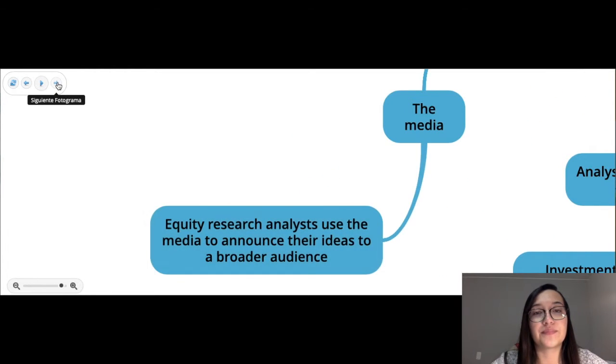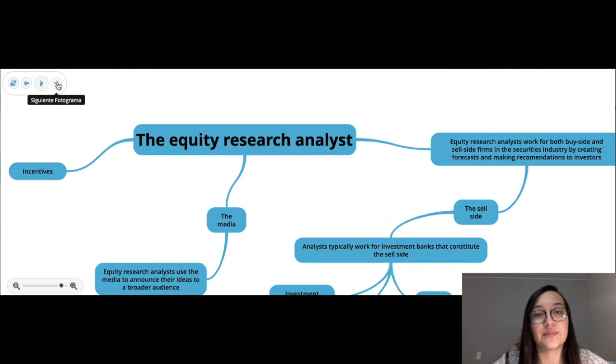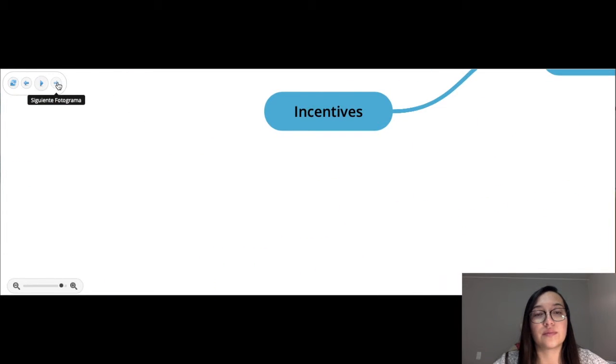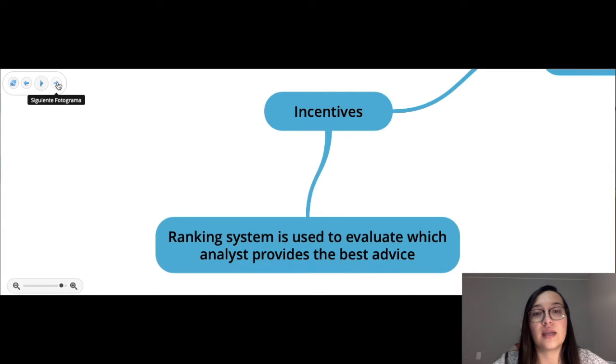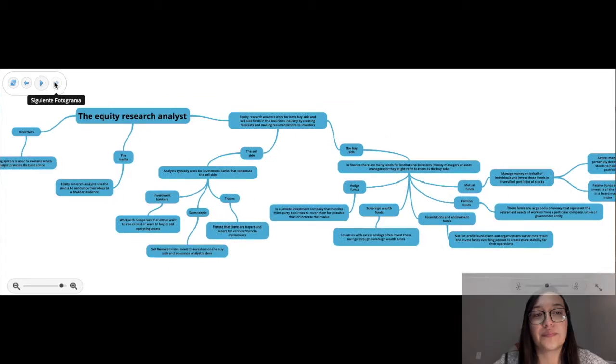The media. The equity research analysts use the media to announce their ideas to a broader audience. Incentives. The incentive of the equity research analysts is the ranking system. It is used to evaluate which analysts provide the best advice for a company.